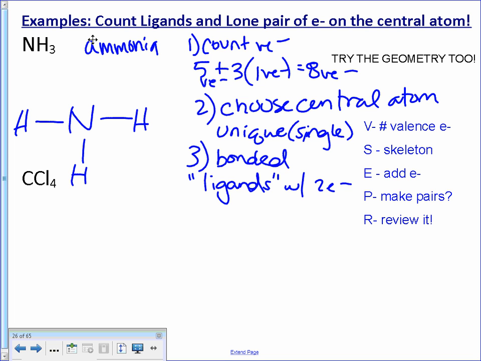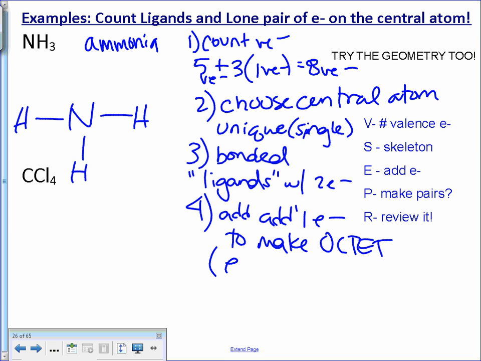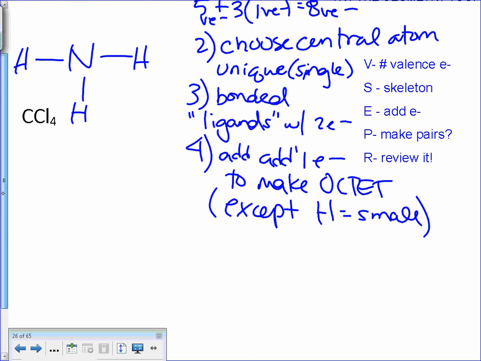Okay, so now the fourth step is to add additional electrons to make octet. That just means every atom has to be satisfied with octet. The only exception is hydrogen, because it's too small. So remember helium in our previous periodic table? It's only got how many dots? 2 dots. Hydrogen is just as small as helium, or smaller, actually a little bit bigger. So it can only accommodate 2 electrons. So right now, hydrogen is happy as can be.